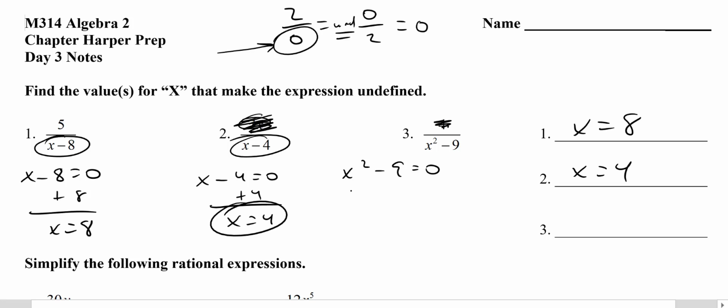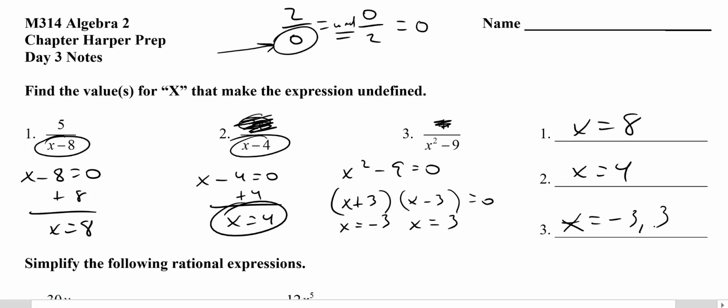You should recognize this is the difference of two squares, because it's two terms, x squared and 9 are perfect squares, and there's a minus sign between. So it's x plus 3, x minus 3 equals 0. So x plus 3 equals 0, so x equals negative 3, and x minus 3 equals 0, so x equals positive 3. So my answer is x equals negative 3 and 3. That's where it's undefined. Set that bottom equal to 0, and you're good to go.